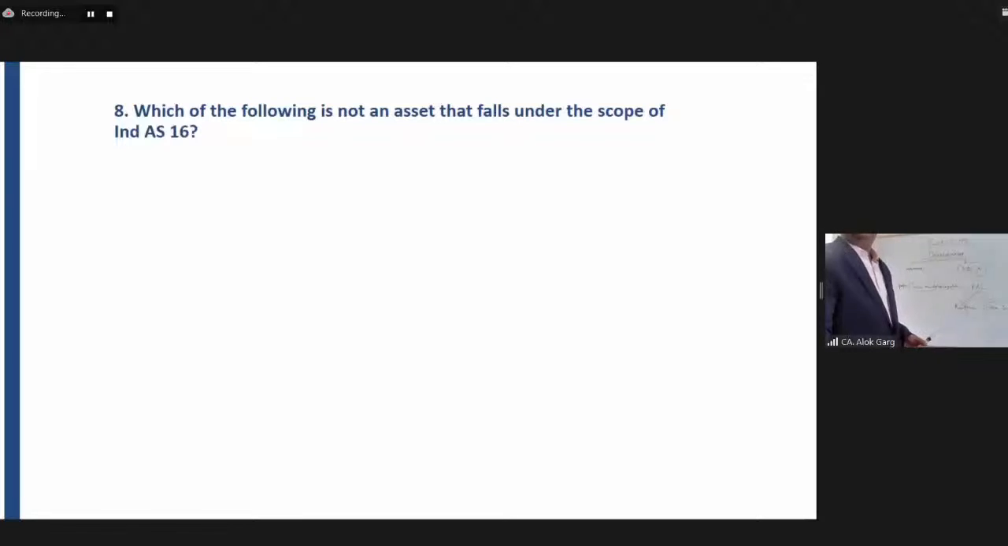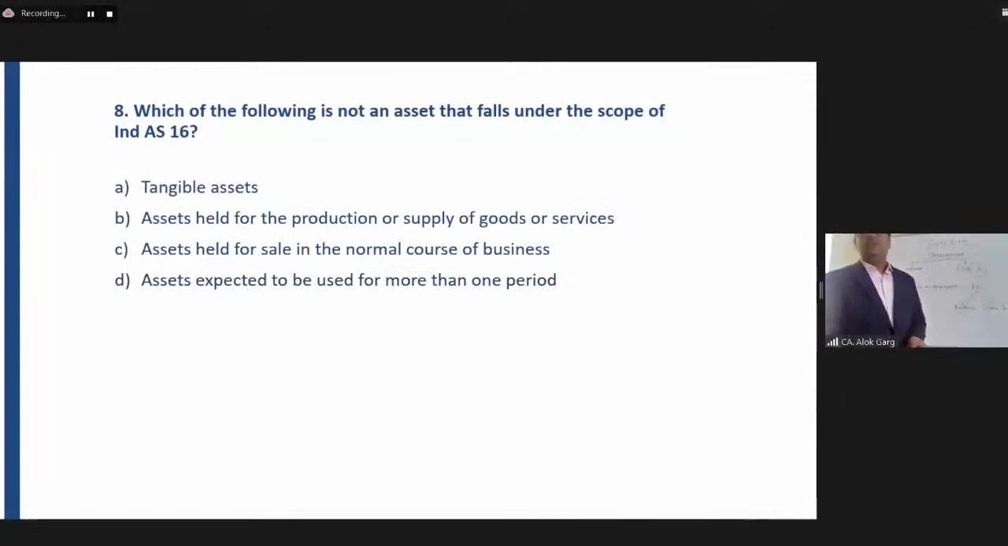Okay. Question number 8. Which of the following is not an asset that falls under the scope of Ind AS 16? Tangible asset? Of course, it is in the scope of Ind AS 16. Asset held for the production or supply of goods or services. Asset held for sale in the normal course of business. Asset expected to be used for more than one period. Tell me, which asset is not covered under the scope of Ind AS 16?